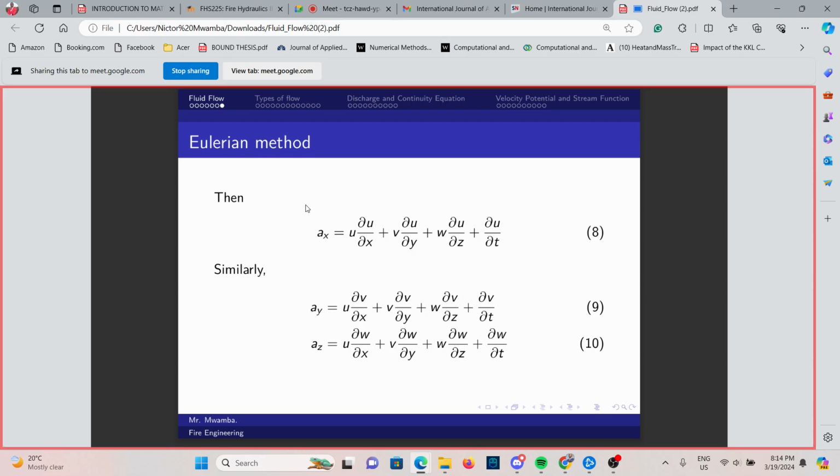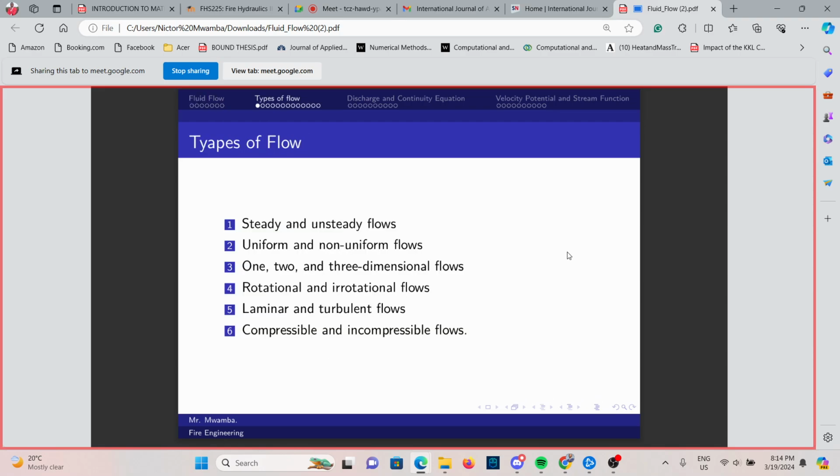So now we were writing these velocity components, and then we were supposed to go to types of flows. Basically we have steady and unsteady flows, uniform and non-uniform flows, one, two, or three-dimensional flows, rotational and irrotational flows, laminar and turbulent flows, and compressible and incompressible flows. So let's discuss each one of them.